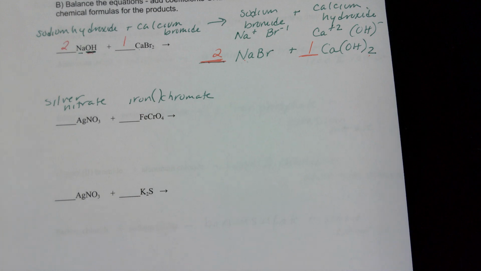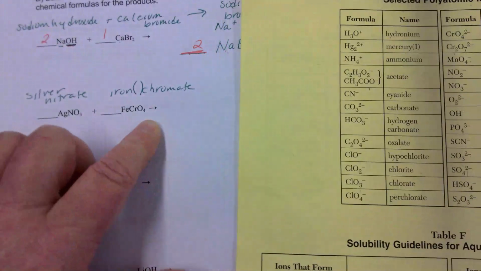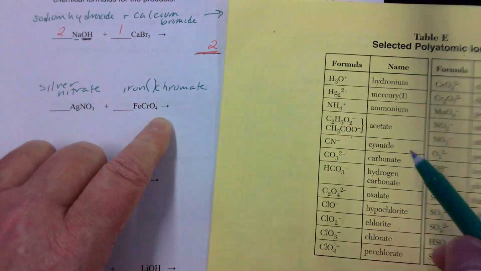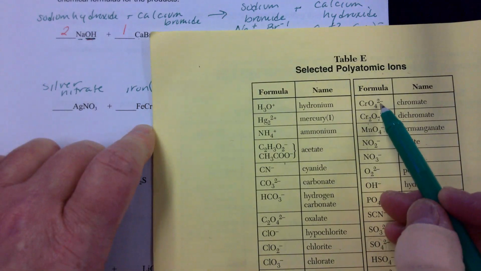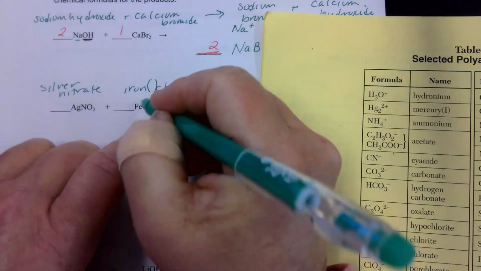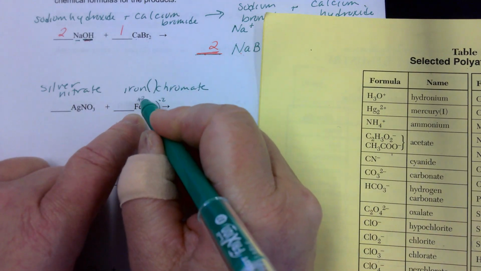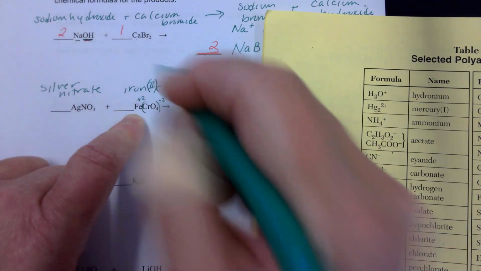Iron can either be a +2 or a +3, but in order to figure it out, I have to look and see what the chromate was. So chromate, CrO4, is a -2. Right, this right here is a -2, which means this iron had to be a +2. So I know that this is iron 2 chromate.